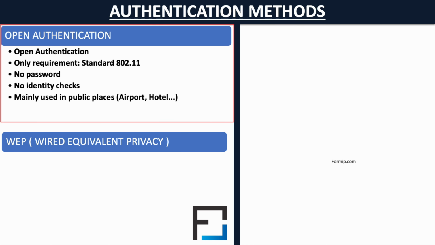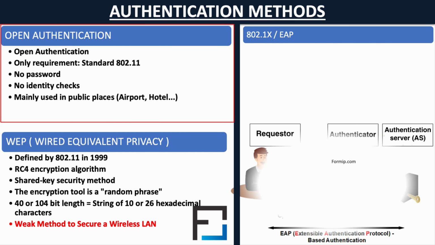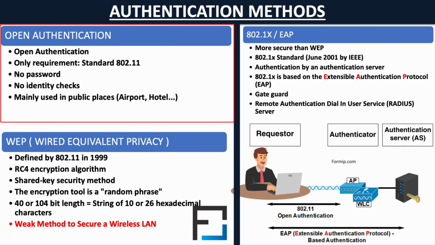That is, it's open access to the wireless LAN. The only requirement is that the client must use the 802.11 standard to be able to associate with the access point, and that's it. There is no password or identity check. Seen like that, it's true that it doesn't seem very secure. But in fact, the main purpose of this method is to validate that the client has 802.11 compatible equipment. As for the identity of the client, it will be verified by other means.